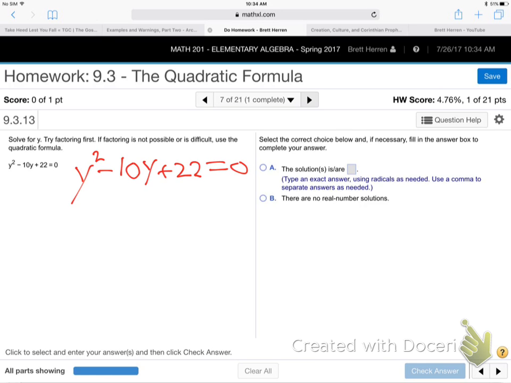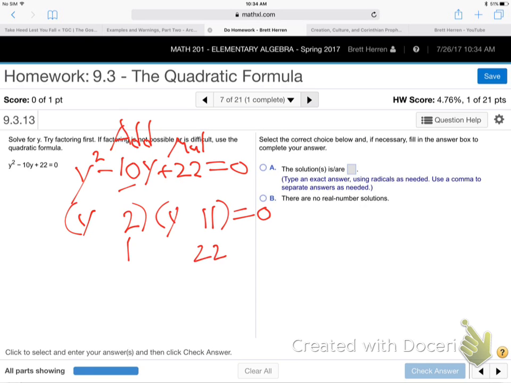So you're factoring it, right? Parentheses. That's what we do right here. So parentheses, y is in the front. What numbers multiply to be 22 and add to be minus 10? What times what's 22? What's that? 2 times 11. Does that make negative 10 in the middle? But what other options are there other than 2 times 11? 1 and 22. Does that make negative 10?